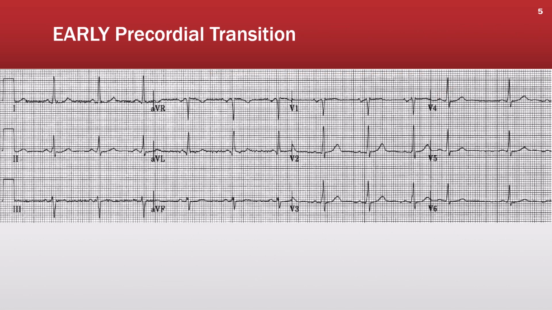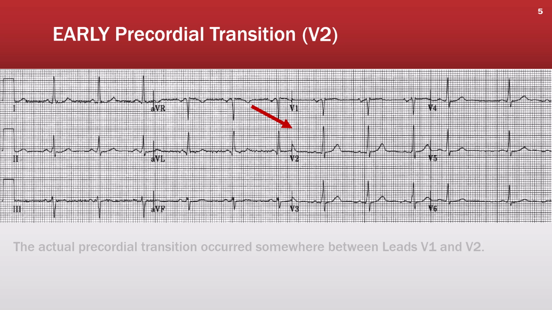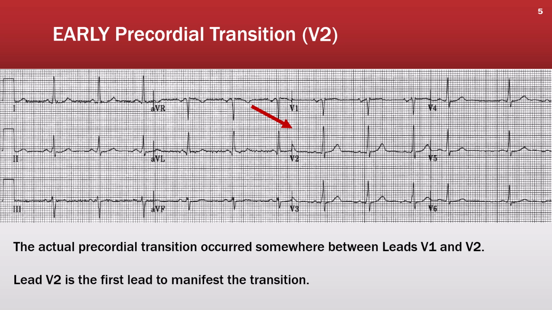Now, here is an example of an early precordial transition that takes place in lead V2. V1 looks okay, but the transition occurs before lead V2 because lead V2 is already predominantly positive. So lead V2 is the first lead to manifest the transition, the first lead to manifest a predominantly positive QRS complex.